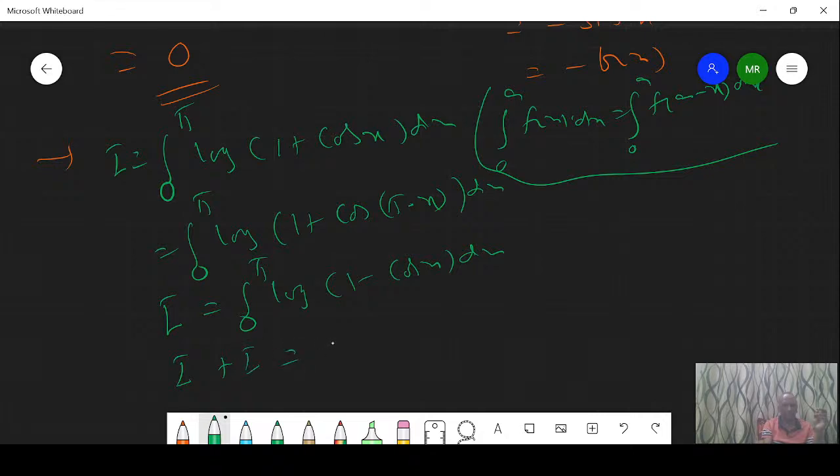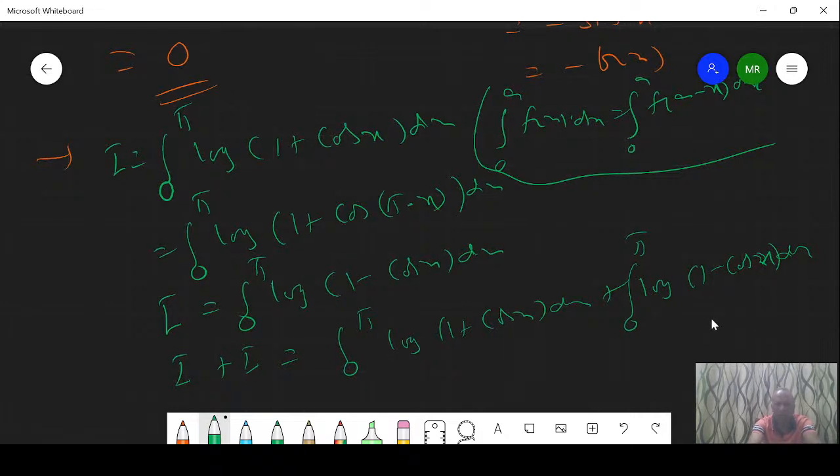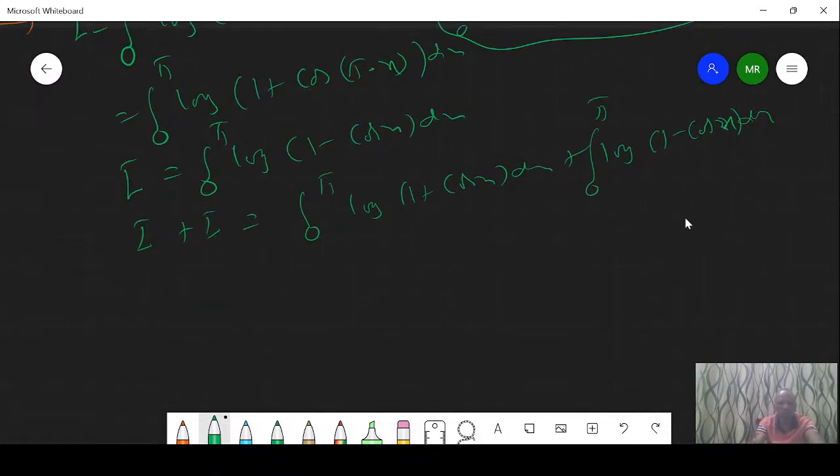If I add I plus I, 0 to pi log of 1 plus cos x dx plus 0 to pi log of 1 minus cos x dx. Because I can apply log m plus log n equals log mn, you will get this. So 2I is equal to 0 to pi log of (1 plus cos x) into (1 minus cos x) dx.